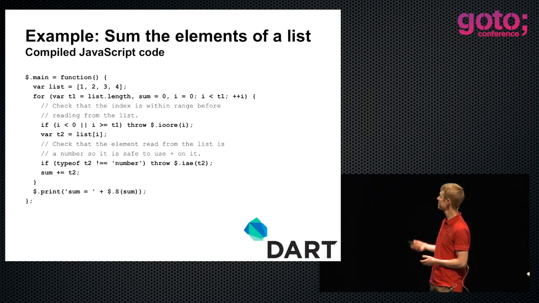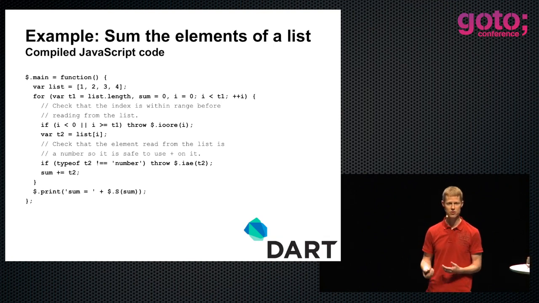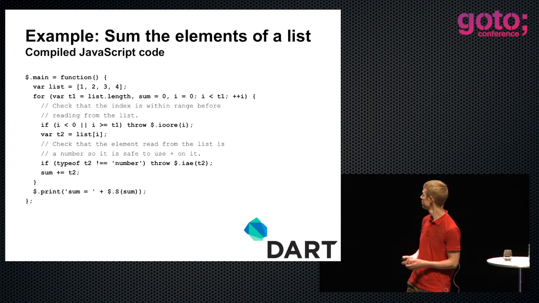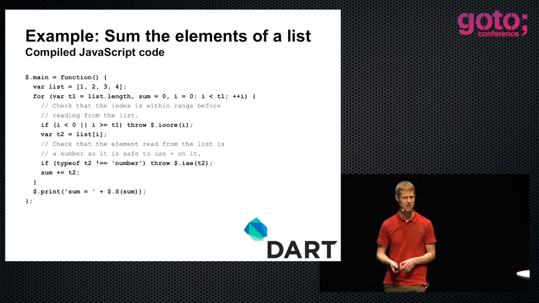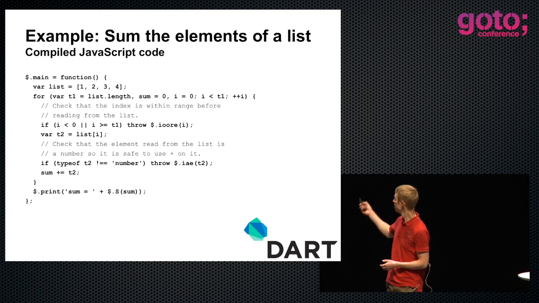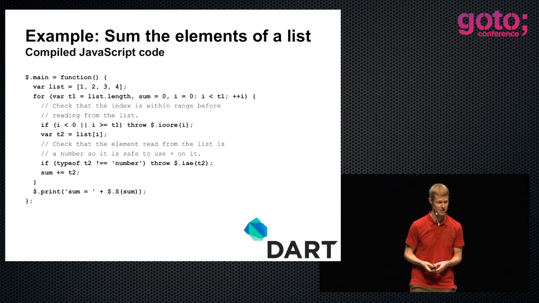The other big thing here is that whenever you're adding things together, to be able to use JavaScript plus, you have to make sure that the stuff you're operating on is actually numbers. So we check that stuff we read from the list is a number before we operate on it. If it's not a number, we will throw an illegal argument exception instead.